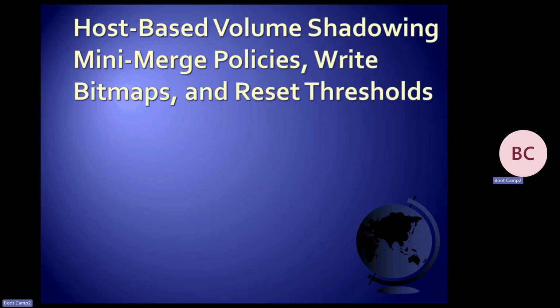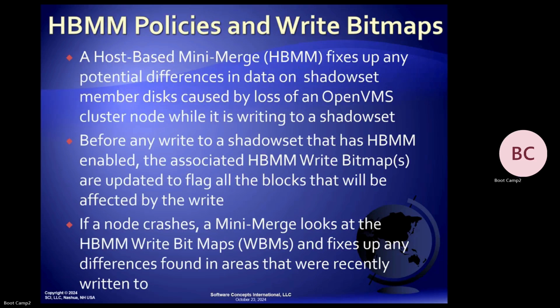Let's talk about host-based volume shadowing and mini merge policies, write bitmaps, and reset thresholds. If you know how host-based mini merge works, it's basically fixing up things that have happened after a node crashed, potential differences in shadow set members. That happens after a node crashes. Mini merge is much faster than a full merge, so we want to do that if we can.